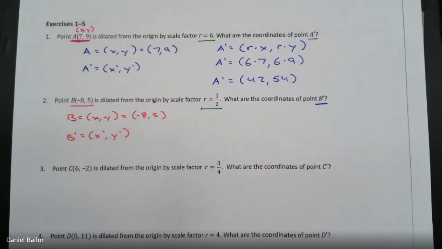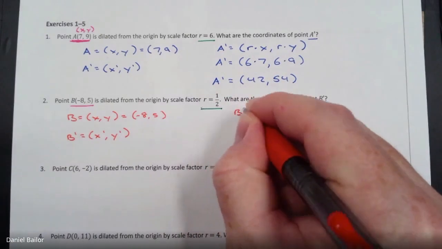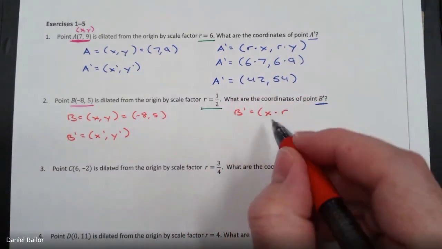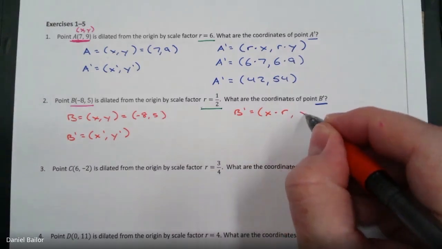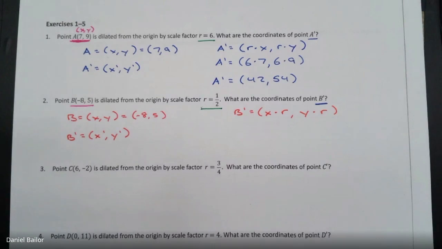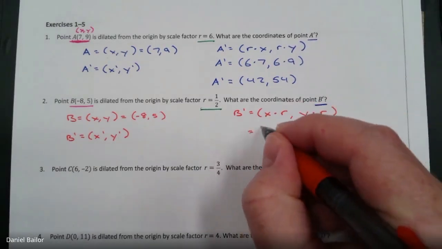But you know the fundamental theorem of similarity tells you the scale factor changes everything. So when we find B prime, we multiply x times the scale factor, and we multiply y times the scale factor, because the fundamental theorem of similarity says so. So after you have this, now you just have to substitute what you know.